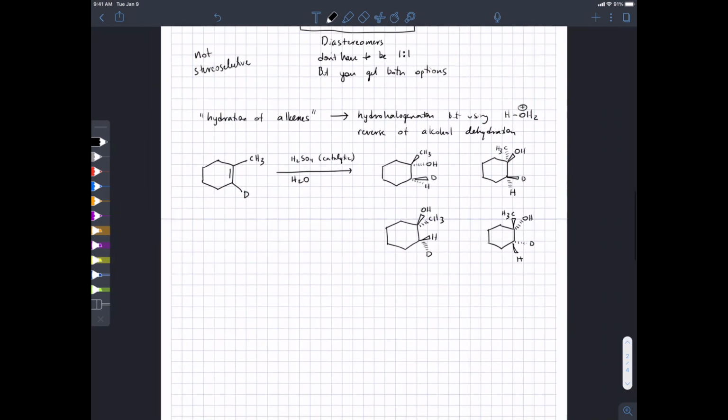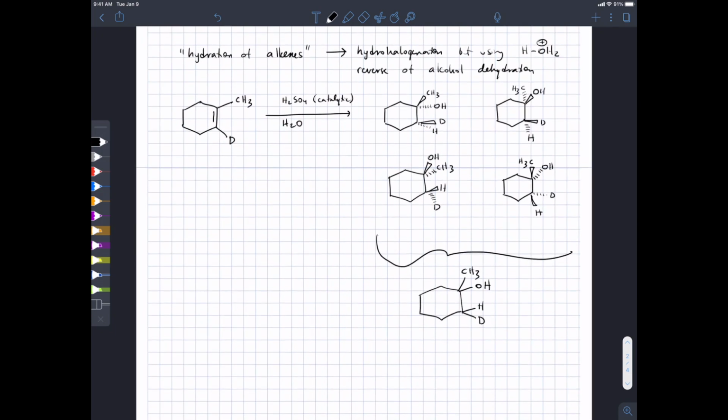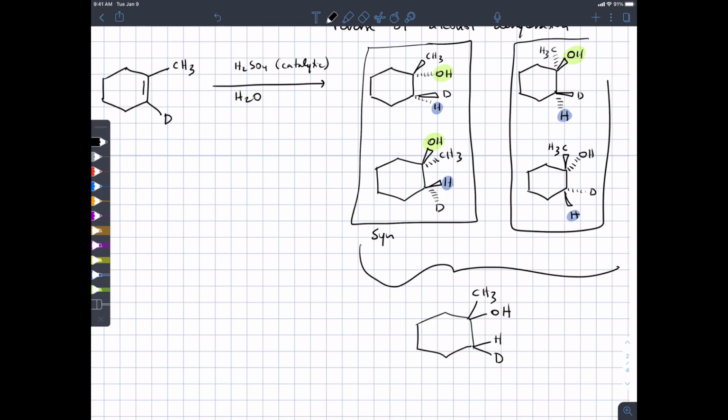Now, again, if I wanted to, I could just represent all of that in the simpler drawing without dashes and wedges, but doing that would gloss over the stereochemical issues. Like with hydrohalogenation, you have enantiomers where the hydrogen and the thing you used as a nucleophile end up on the same side versus opposite sides. And as before, this pair of enantiomers would be the syn diastereomer, and this pair of enantiomers would be the anti-diastereomer.